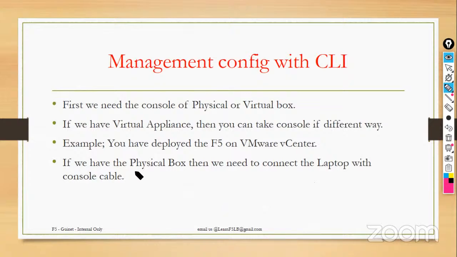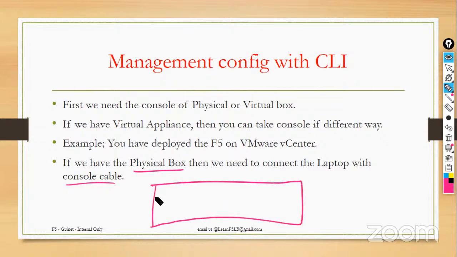If we have the physical box, then we need to connect the laptop with the console cable, right? Or if you have the F5 in front of you, and someone wants to configure with the LCD panel, on the screen you will see the current F5 IP, the default IP. Here we have the buttons, so you can change the IP address with these buttons. You need to follow the instructions.